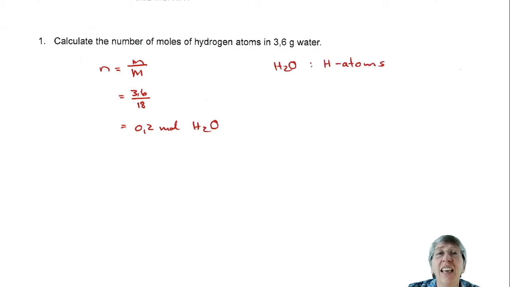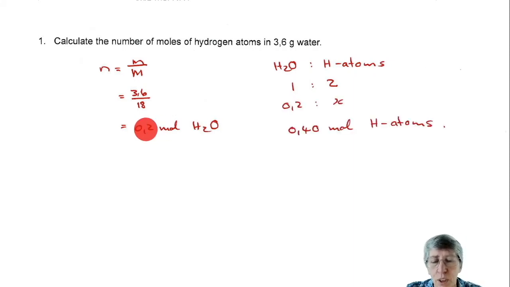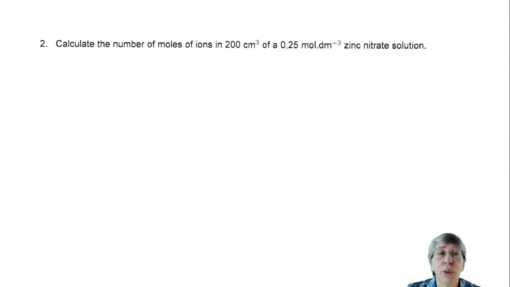And for that, I need the ratio. And if you take one water molecule and you take it apart, how many hydrogen atoms will you have? And that's going to be 2. So then it's easy to say, I've got 0,2 over there, and I will end up with 0,4. And just remember that extra place after the comma. Right, what did you do with number 2?